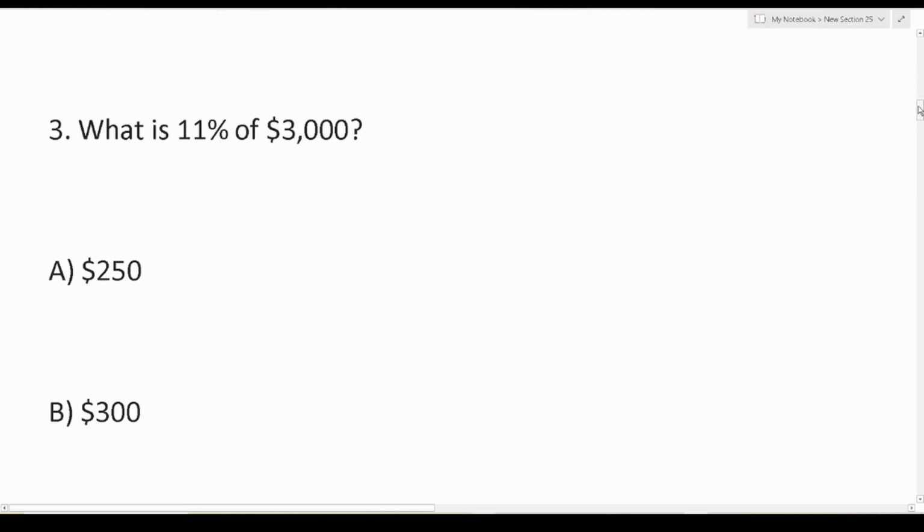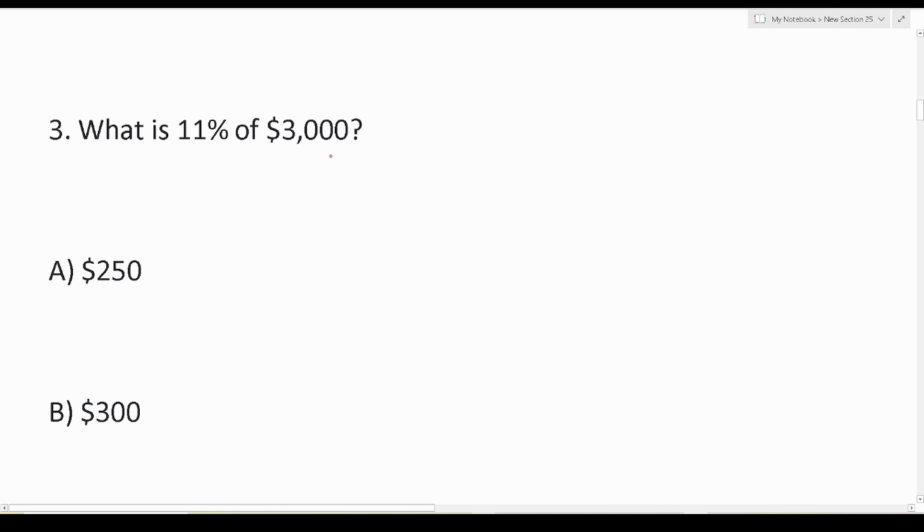All right, number 3 says, what is 11% of 3,000? So I have a video on percents, and in that video, I show you how to translate these simple problems that trip up a lot of people into expressions that you can then solve. So let me show you how to translate this very quickly.